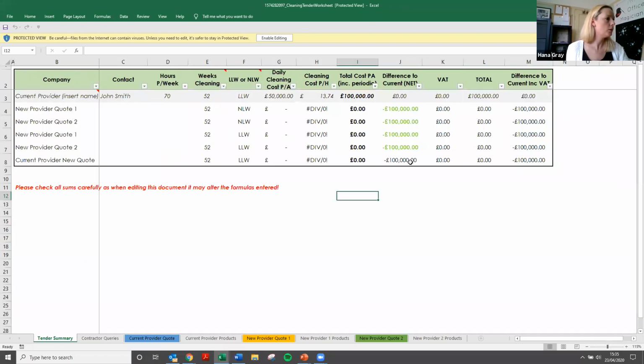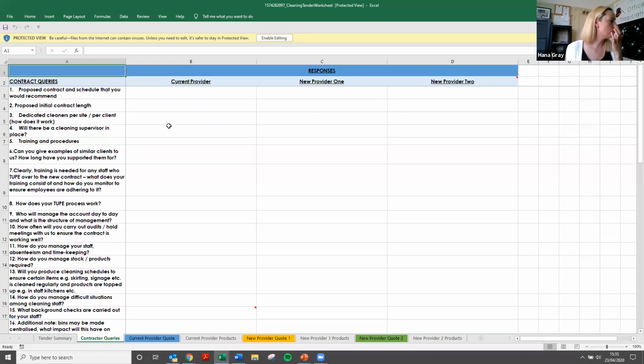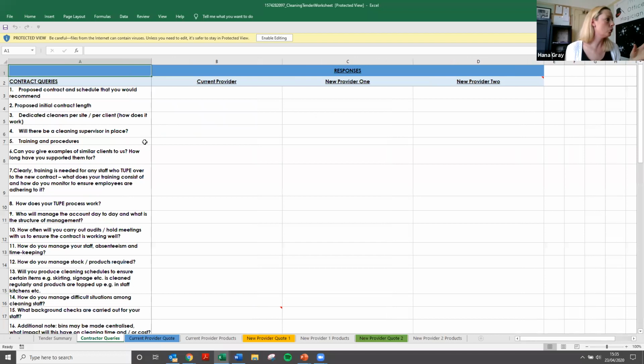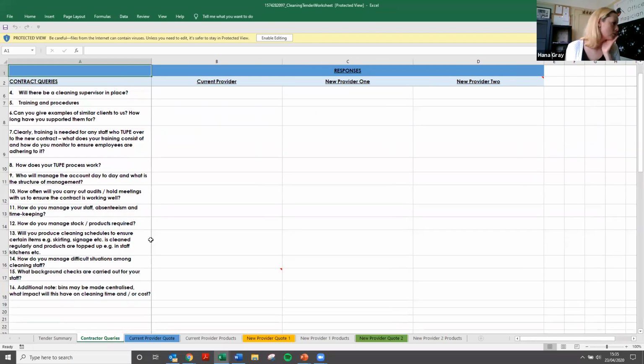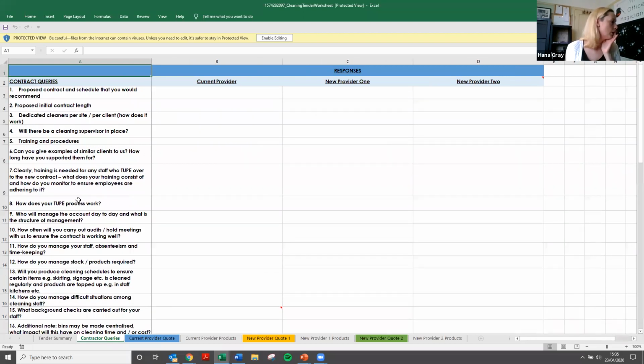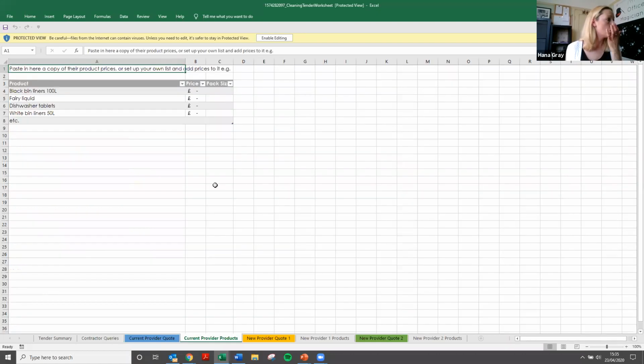This is a summary that you would see once you've got all your costs and things back and how many hours, etc. But these are the queries that you might want to ask your contractor when you're going through a tender process. Again, you can edit these as you wish, but some useful information in here, and training procedures and supervisors and that kind of thing, to get a good insight. And then products as well.